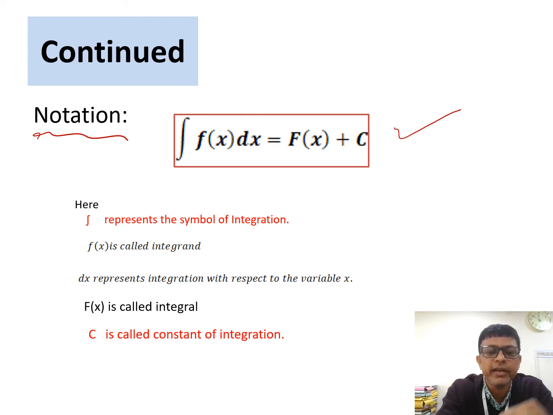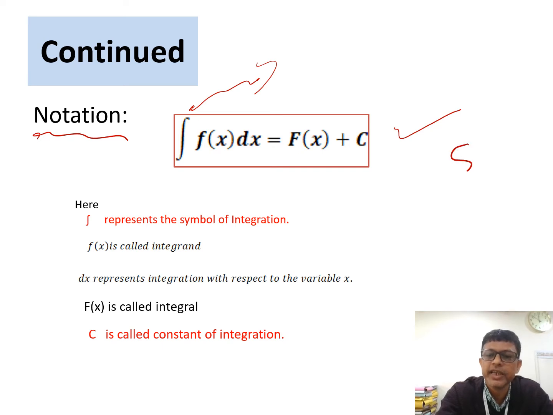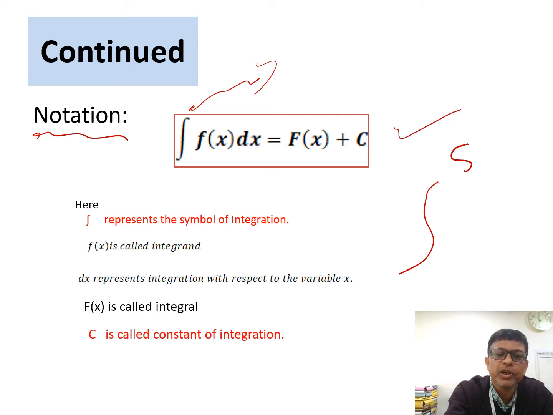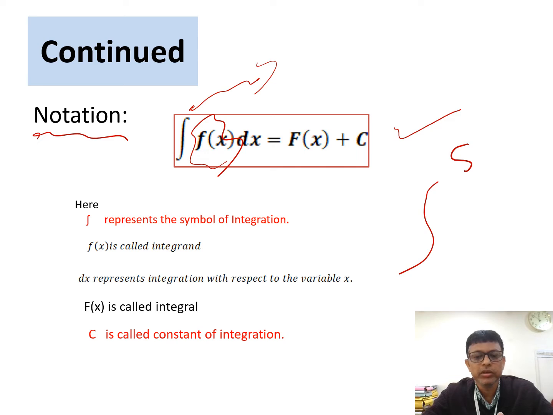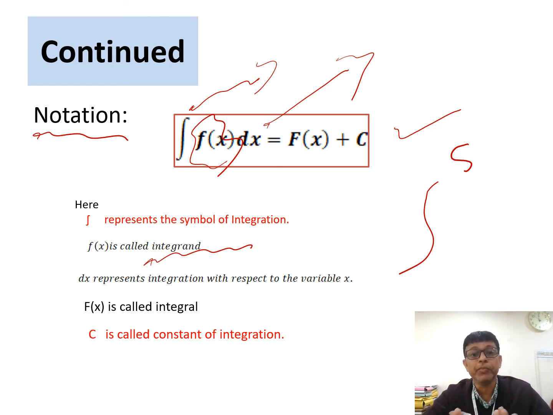One by one I will explain. This is the symbol of integration. We can say that it is an elongated s, and this is the symbol of integration. The function fx that will be integrated is known as the integrand. This is called the integrand. And dx is a very, very important part of integration. What is dx? Dx represents the integration with respect to the variable x.